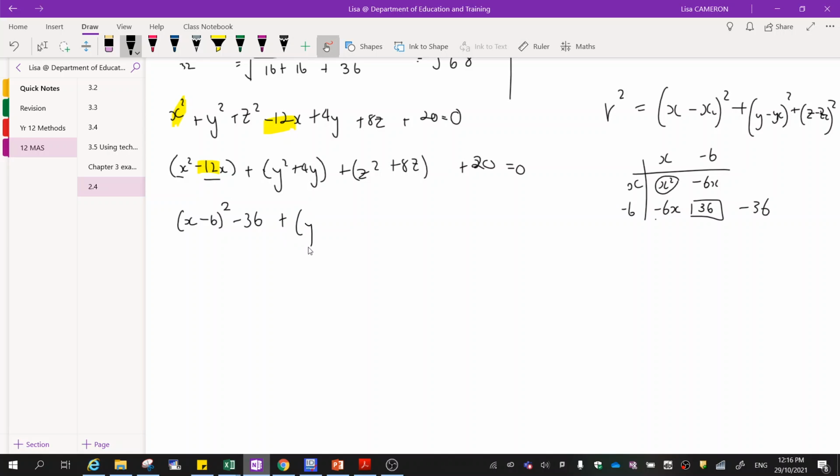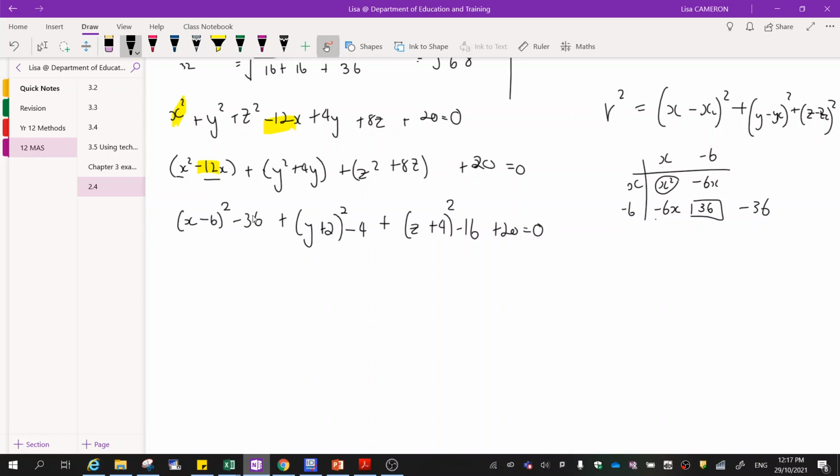Okay, so now we're going to do the same thing for our second one, our component of y. 2 squared will make 4, so I need to minus 4 from that one. Plus, now we can do our z component. 4 squared will make 16, so I need to minus 16. Okay, so we're getting closer.